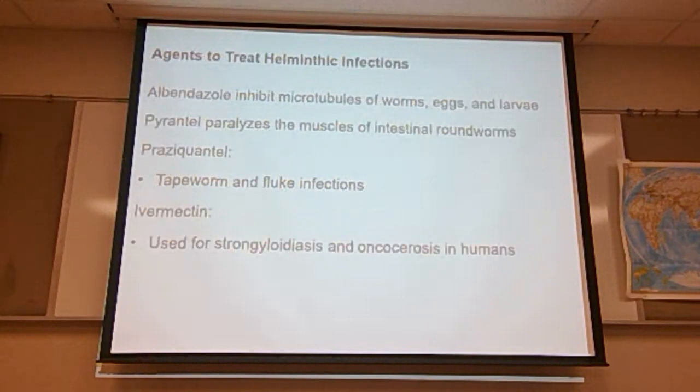The agents used to treat helminthic diseases: albendazole inhibits microtubules of worms, eggs, and larvae from forming. Another drug paralyzes the muscles of intestinal roundworms. Praziquantel is for tapeworm and fluke infections, and ivermectin, which has been in the news a lot lately, is used for strongyloidiasis and onchocerciasis in humans.